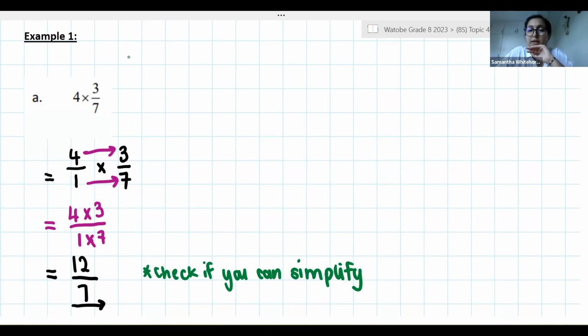Right, so when multiplying with fractions, literally multiply everything in the numerator, multiply everything in the denominator, double check if you can simplify, and that's it.